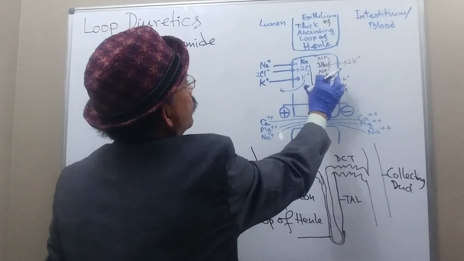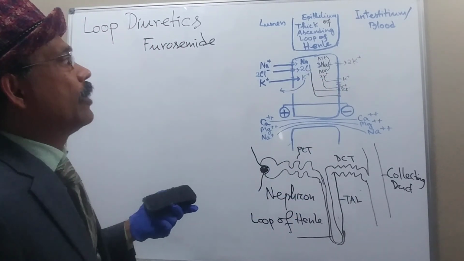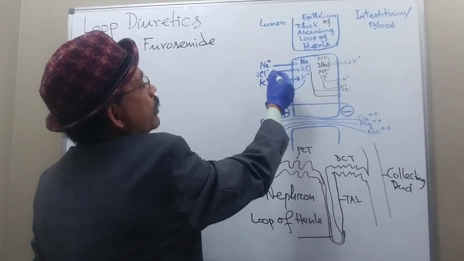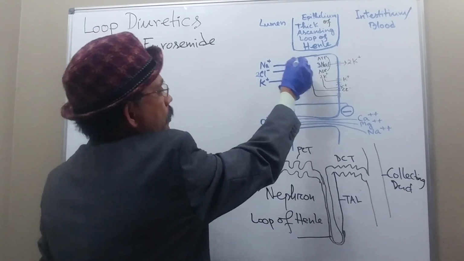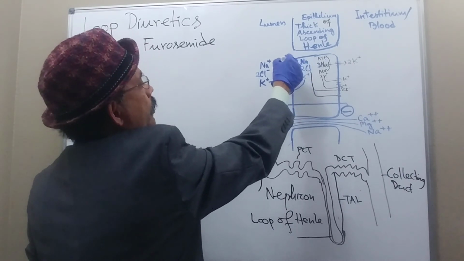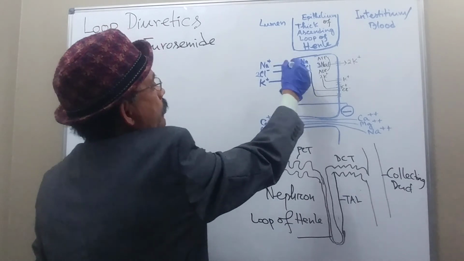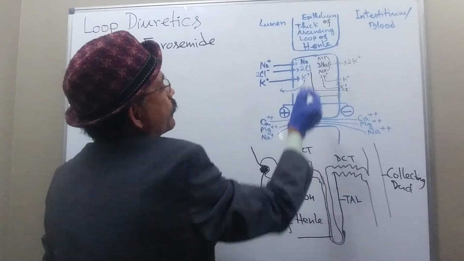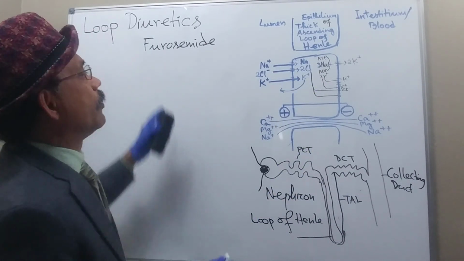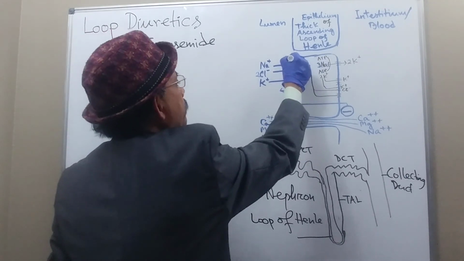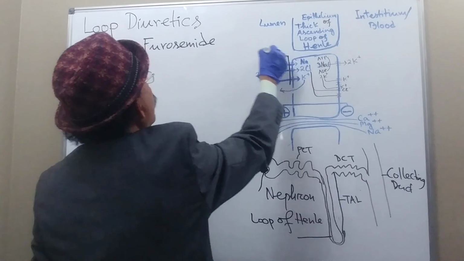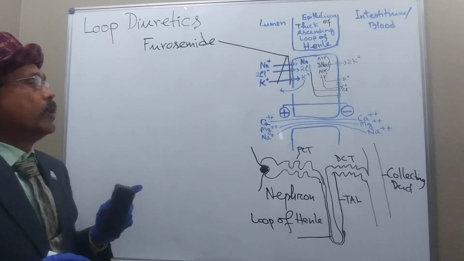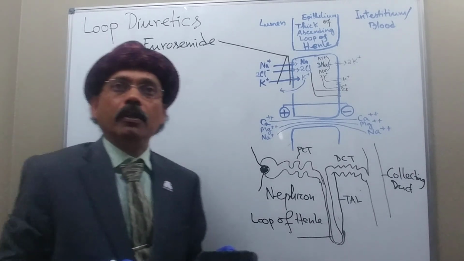In the epithelial cell of the thick ascending limb of the loop of Henle, here we have the sodium 2 chloride potassium symport. So this is a co-transport system, sodium, 2 chloride, 1 potassium going inside the cell. The loop diuretic actually blocks this entry. So furosemide blocks this part. If it blocks this part, what will happen?